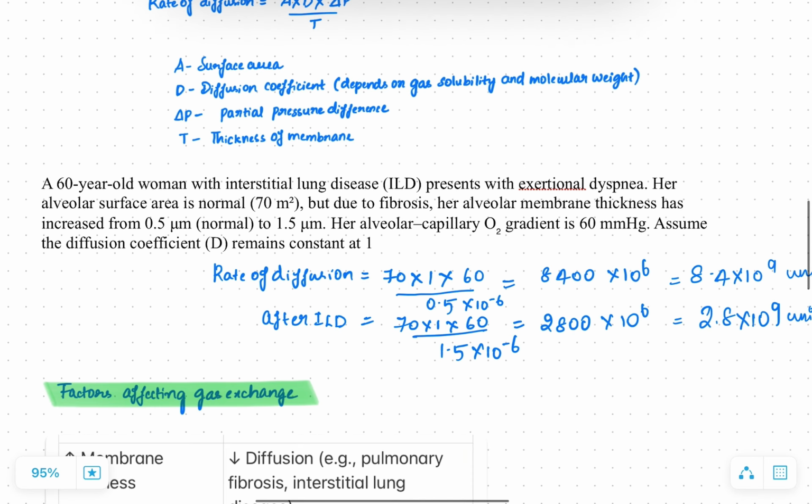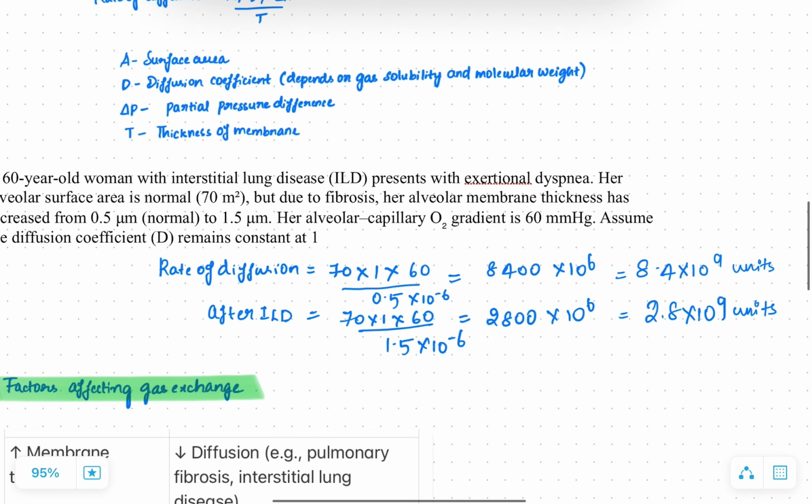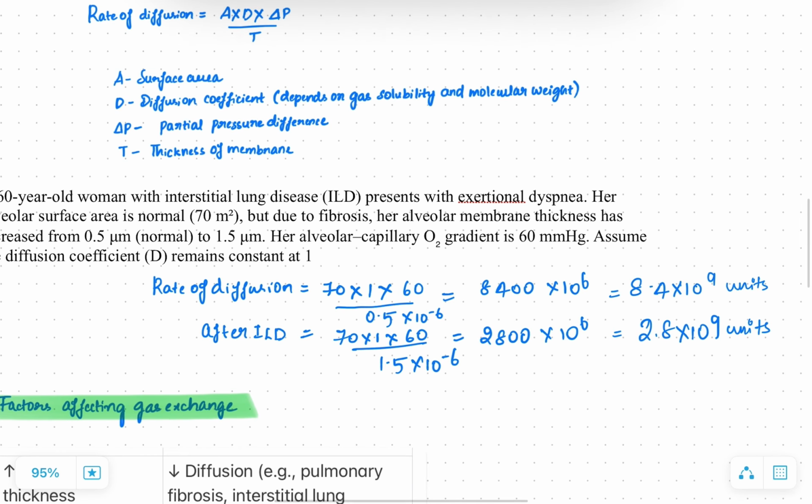So let us see a case scenario based on this. A 60-year-old woman with interstitial lung disease presents with exertional dyspnea. Her surface area is 70 meters squared, and due to fibrosis, thickness has increased from 0.5 microns to 1.5 micrometers. The oxygen gradient given is 60 millimeters of mercury, and the diffusion coefficient given is 1. In the normal situation, the thickness is 0.5 microns, so we take 70 times 1 times the partial pressure gradient 60, divided by 0.5 microns.